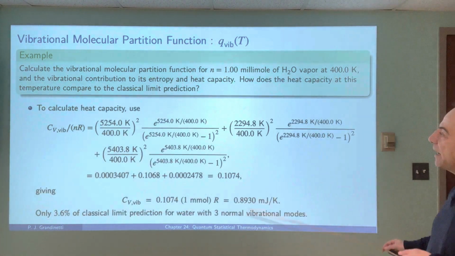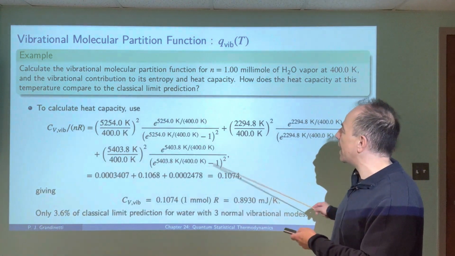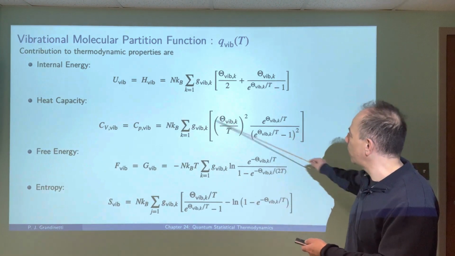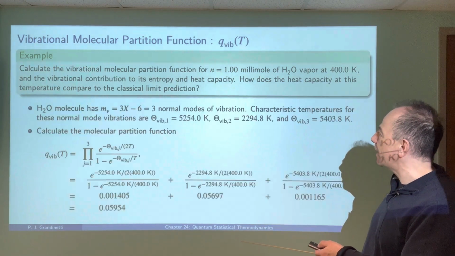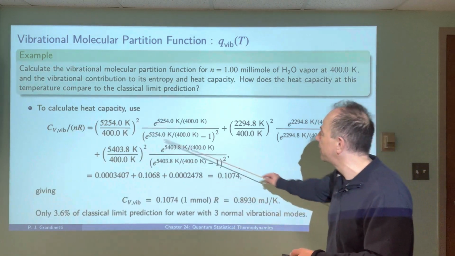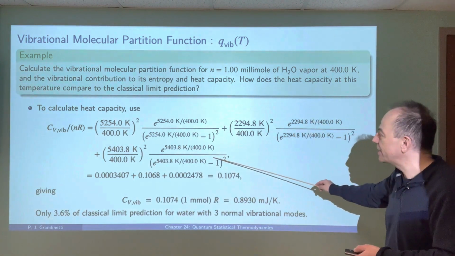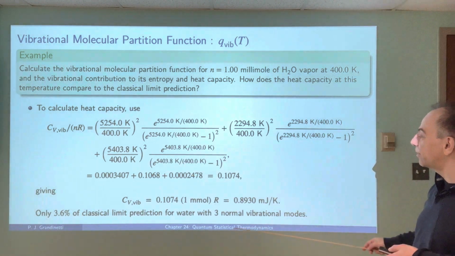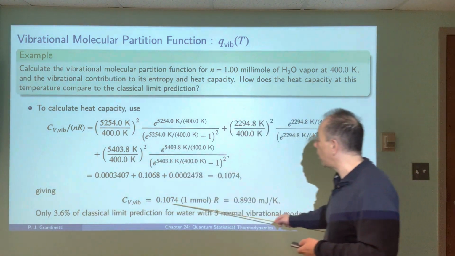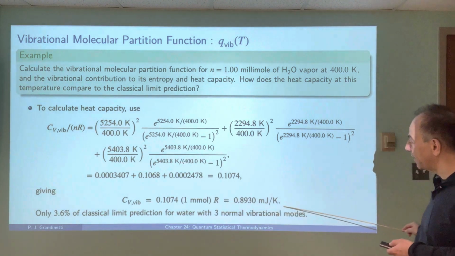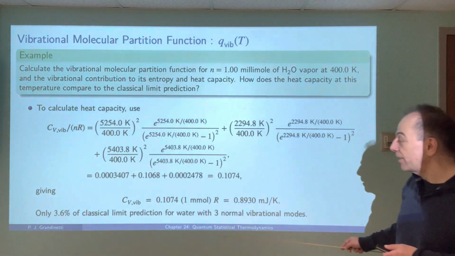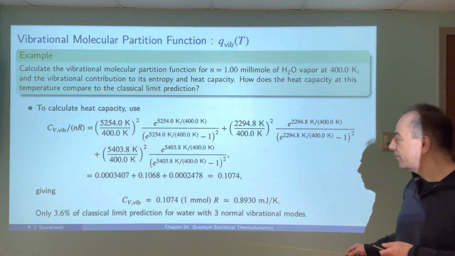All right. To get the heat capacity, we just go back to its formula. I think I left it out here, but let's go back here. We have this formula here for the heat capacity. So we'll go back and plug those numbers into its expression, and that gives us these 3 terms, which we then evaluate out here to get 0.1074, and that's the heat capacity divided by nR. We're putting in the number of moles and the gas constant, and we get 0.8930 millijoules per Kelvin.